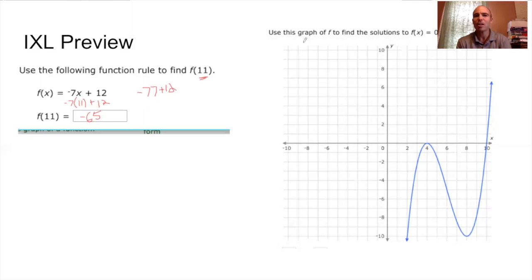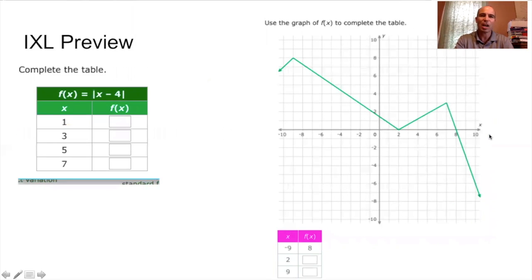Here, use the graph of f to find the solutions. If f of x is 0, in other words y is 0, here y is 0 right there and there. So we've got 2 solutions, 4 and 10. So you see what we want you to do. We want you to be able to deal with functions, the graphs of functions, data tables of functions, and equations of functions, doing all 3 of those things. That's when you know you really have a handle on these function questions.